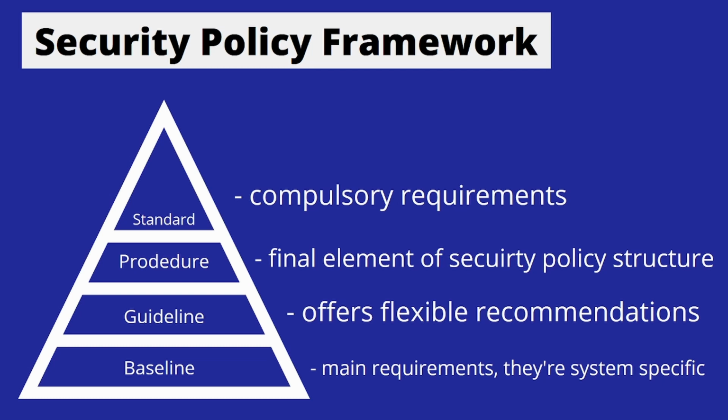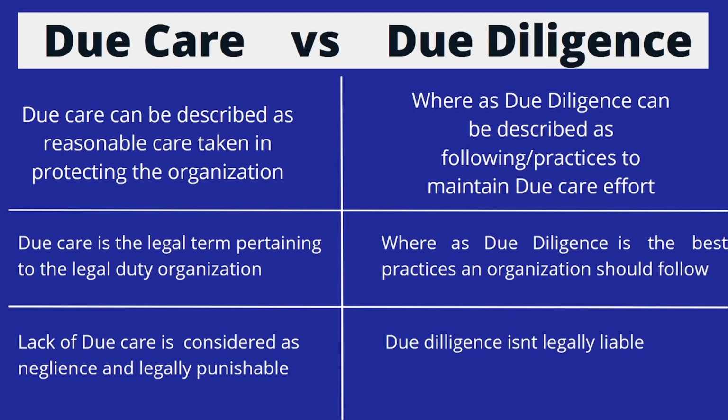Now we'll be covering the security policy framework. In standard, it's the compulsory requirements that have to be met. Procedure, it's the final element of security policy structure. Guideline is something that offers flexible recommendations. Guidelines aren't necessarily something that have to be done, but it's recommended. And then there's the baseline. It's the main requirements that have to be met. That's system specific.